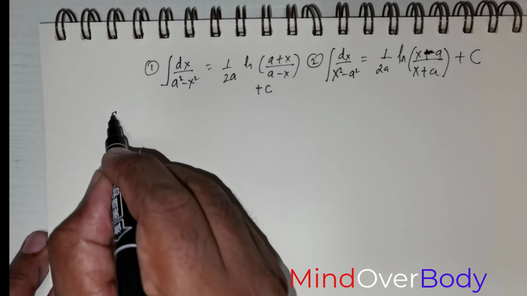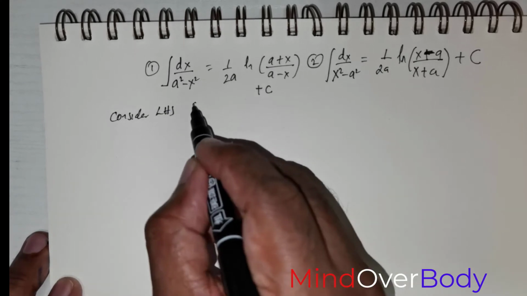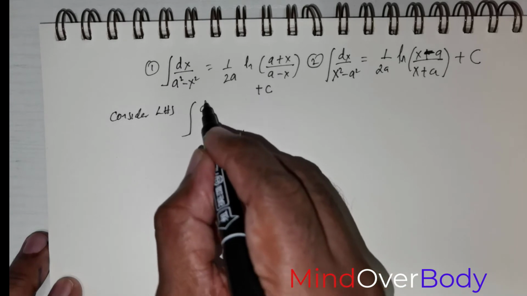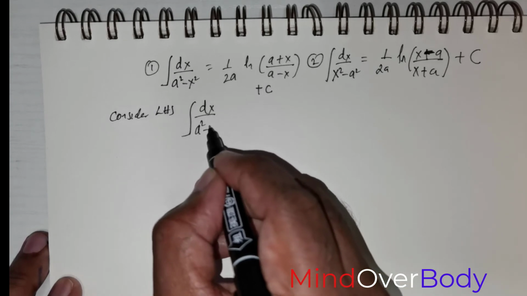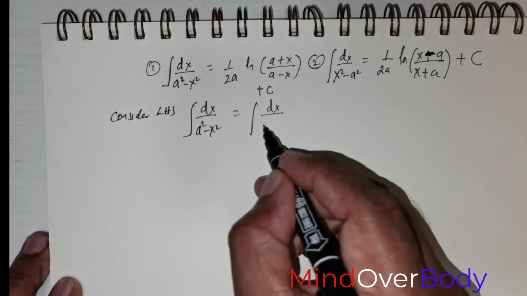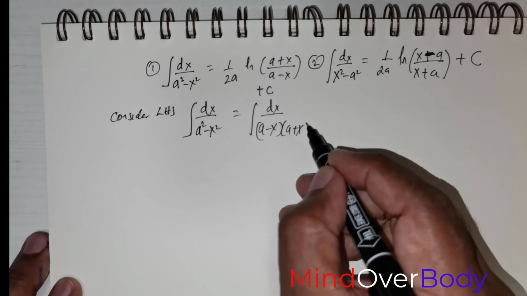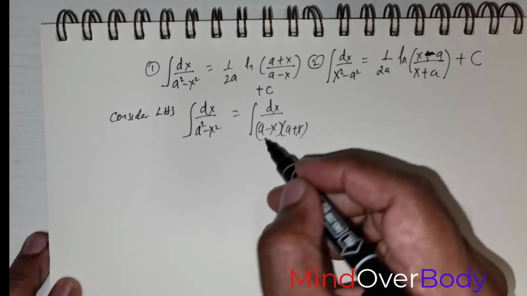So let me just consider the left hand side, LHS. So what do we have in LHS? Integral dx over a squared minus x squared. I can rewrite this as integral dx over (a minus x) times (a plus x), right? So we've got two components here.